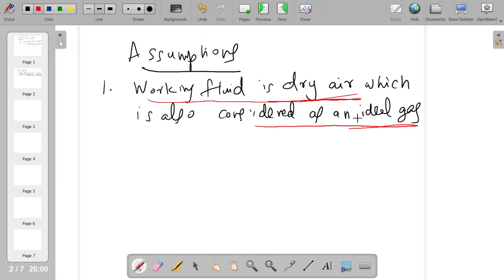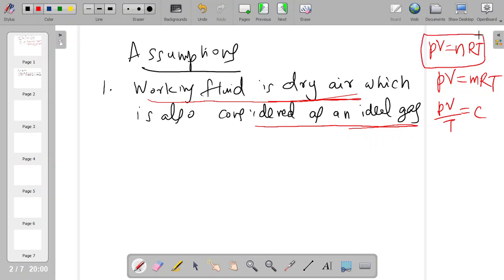The advantage of an ideal gas is that we can use the ideal gas equation, that is PV equal to MRT, or PV by T is a constant. Remember, in thermodynamics we will be using PV equal to mRT, not PV equal to nRT. You might have studied in chemistry the ideal gas equation PV equal to nRT, but that is for chemistry. In thermodynamics we are considering systems in equilibrium, so more than the number of moles we will be using the mass.